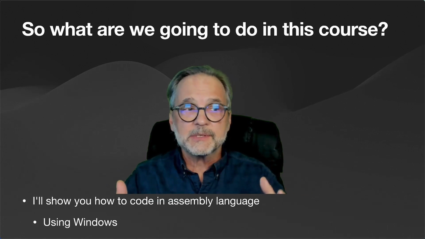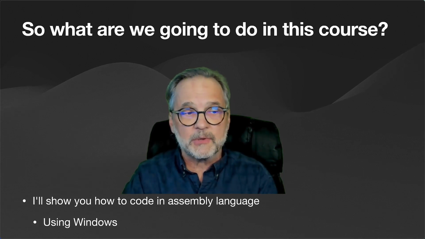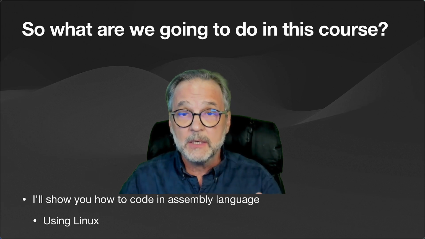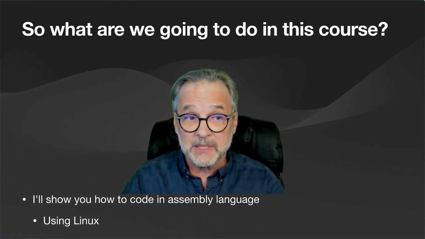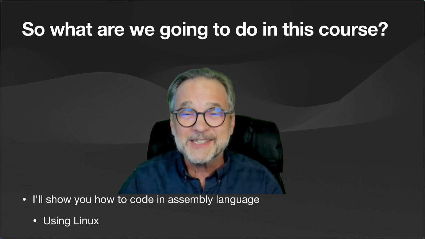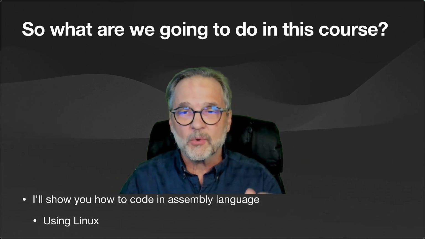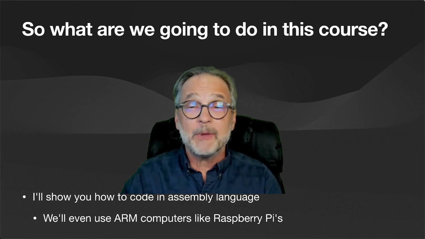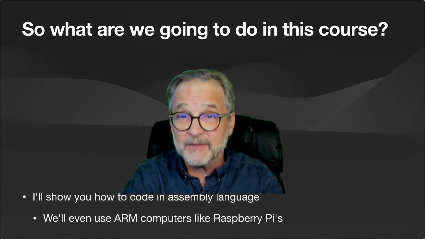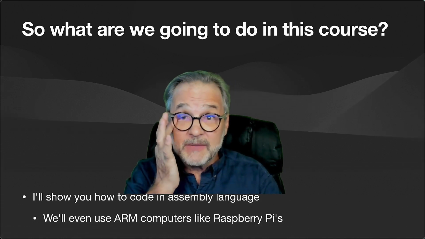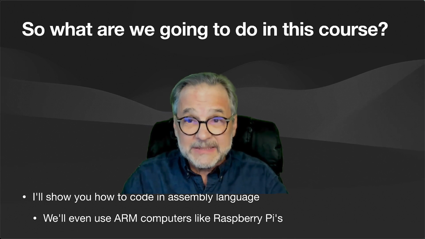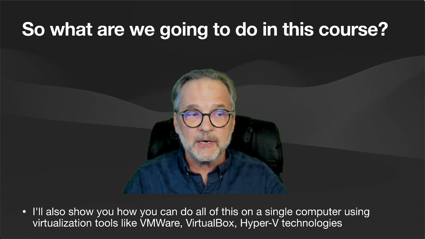So what are we going to do in this course? I'm going to show you how to code in assembler language using Windows, Visual Studio specifically, and using Linux. We're going to use Mint Linux or any kind of Debian Linux, so we'll show you how to do it in that as well. And we might even do it on ARM computers like Raspberry Pis, and maybe even Apple Mac M1 or M2s. So we'll see how far we get, but that's the intention here.